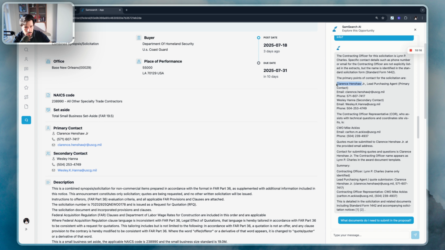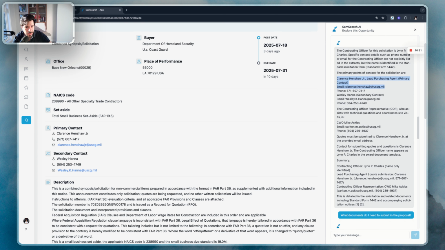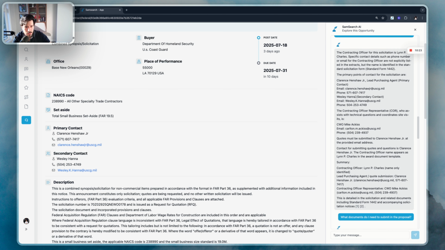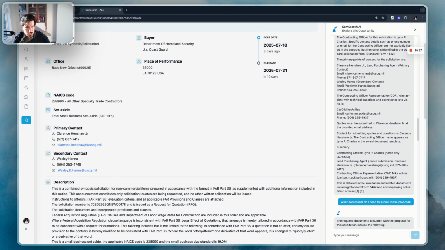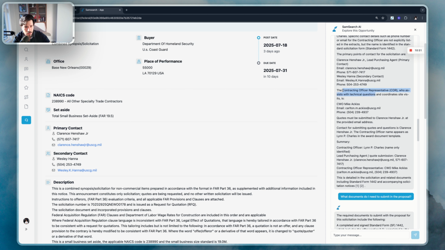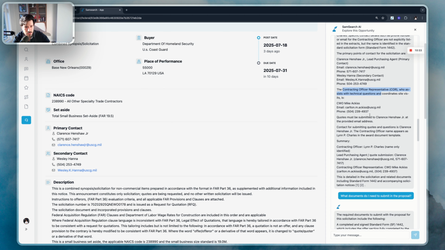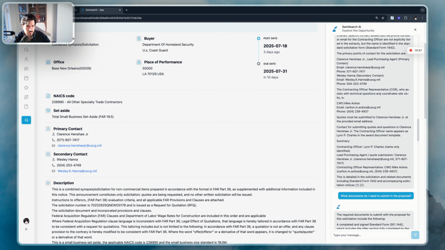So I got that this one is the lead purchasing agent, and they are the primary contact. And then Wesley is the secondary contact. And then I got the information here that this person, the contracting officer representative, is the person who is responsible for technical questions and coordinating site visits.